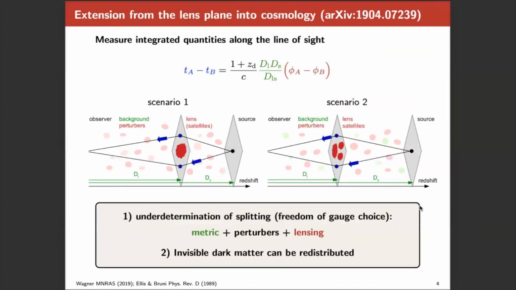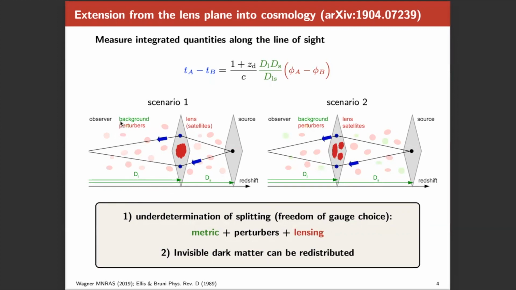Now let's extend this idea to the line of sight. In the line of sight, we have another underdetermination problem equal to the one in the lens plane, because we can only measure the integrated signal along these different light paths. And this means that we can attribute different parts of the signal to come from a background metric, to come from perturbers, or to come from our strong gravitational lens. This is a freedom of a gauge choice. And because dark matter is invisible, we have this choice to redistribute the matter because we cannot trace it individually. So we end up with two different scenarios that can leave all the observables invariant.